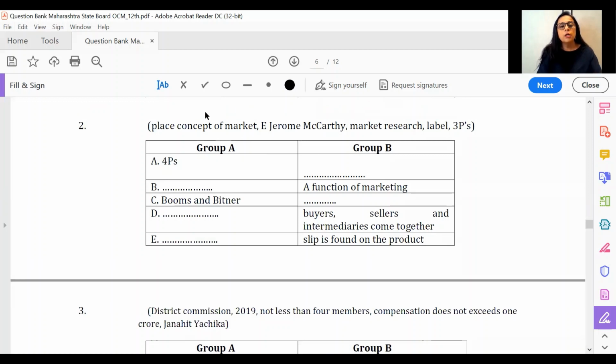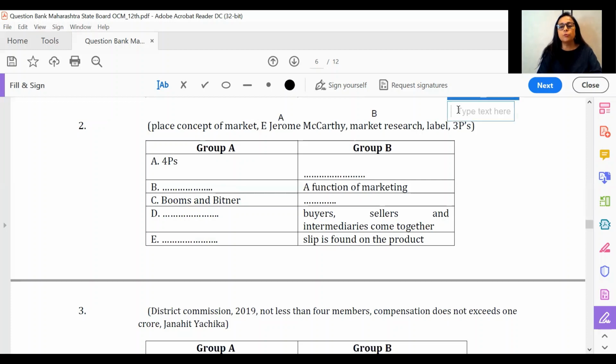If you will see here, the 4 P's have been given by E. Jerome McCarthy, and so we will mark that for the answer for A. One of the functions of marketing they've clearly mentioned is market research, and that's option B. If you'll see, Booms and Bitner have given the remaining 3 P's. Okay, so totally 7 P's.